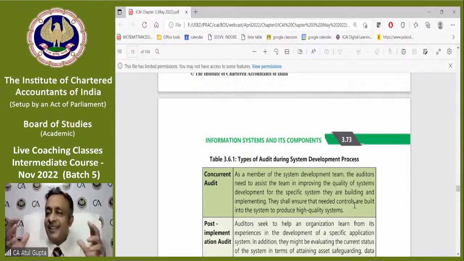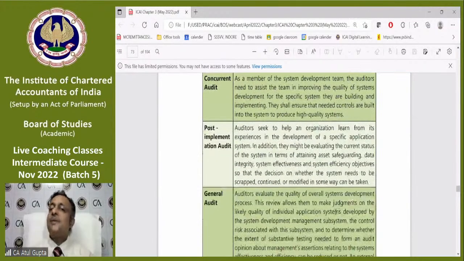This is a phenomenal case, but we don't have time on this concurrent audit. What value can chartered accountants add to system development as a process? Believe me, this is a real gem of a service you can provide once you become chartered accountants. Then post implementation, if we have time, I will share that case. It is going to open a new world to you, showing what chartered accountants can do in systems like that.